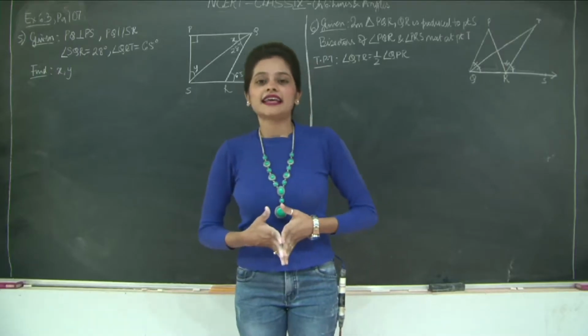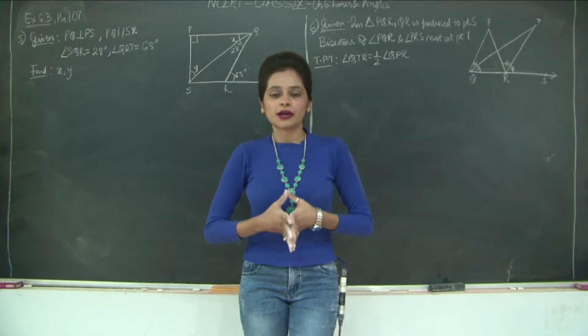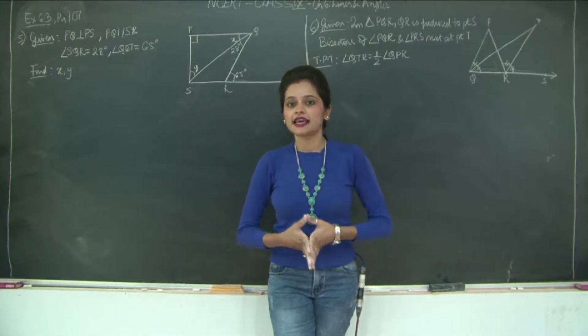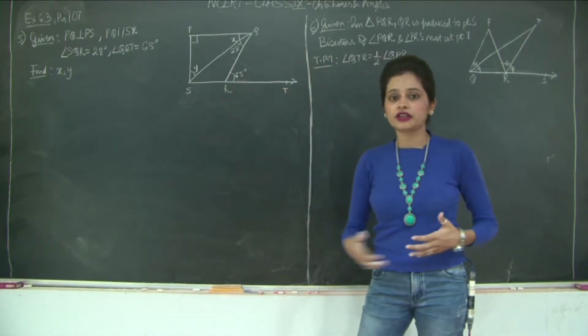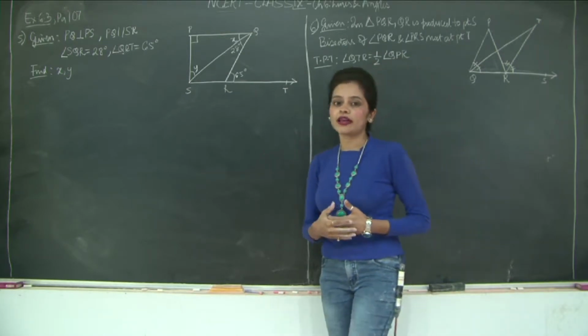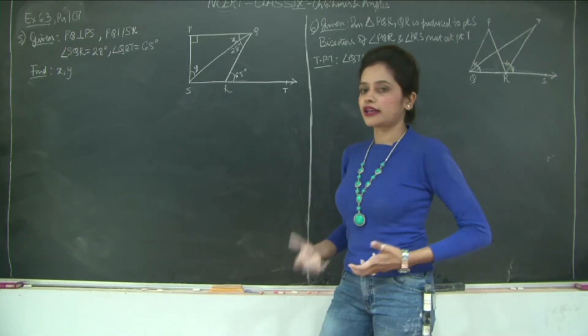Hello students, let us take a look at the last two questions of your chapter 6, that's lines and angles, and this is exercise 6.3. Winding up with these two sums will also end the chapter before we take a look at the summary.